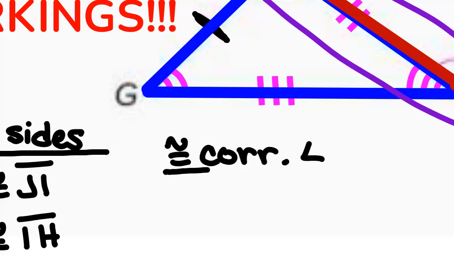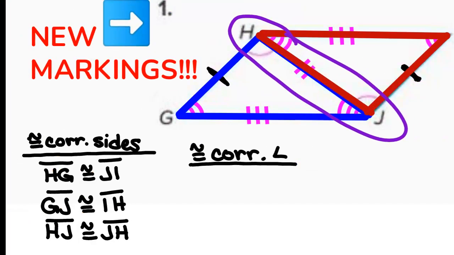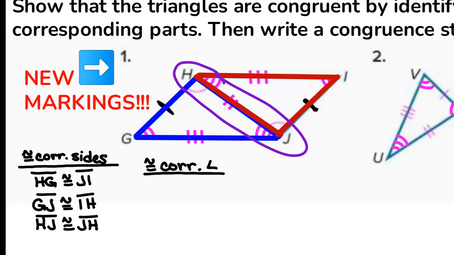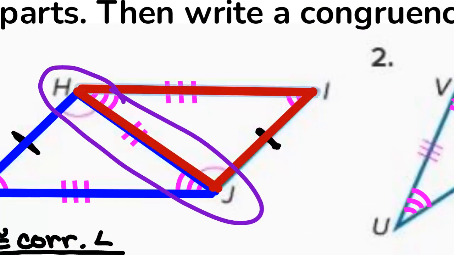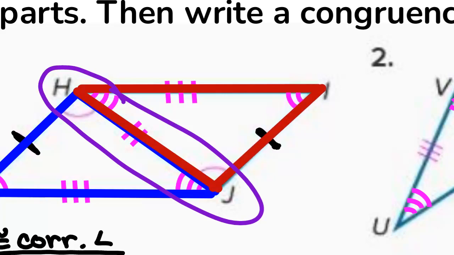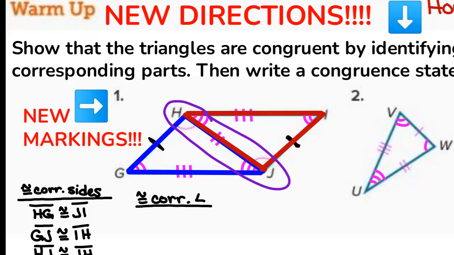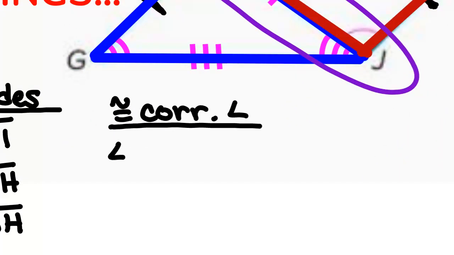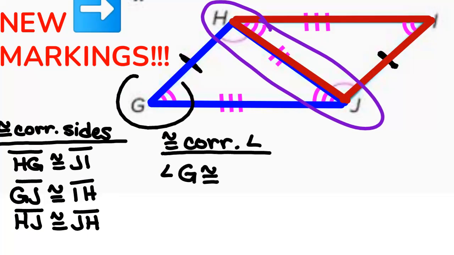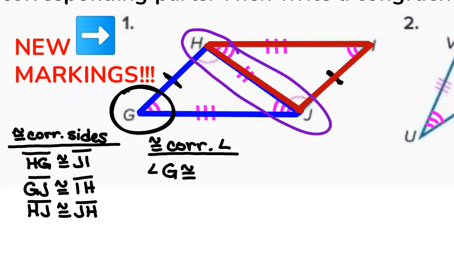Then we need our congruent corresponding angles. I'm going to start off with the easy one, and I want you guys to tell me which one is congruent to that. We're going to start with angle G. Which angle in the red outlined triangle is congruent to angle G? Angle I.